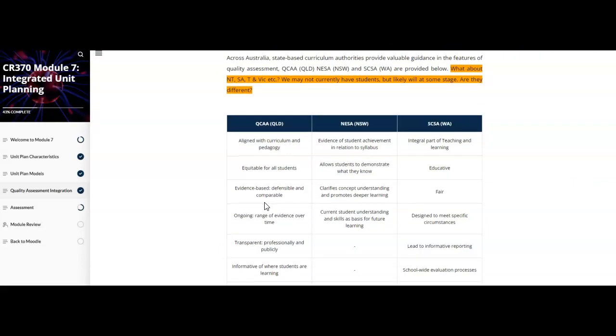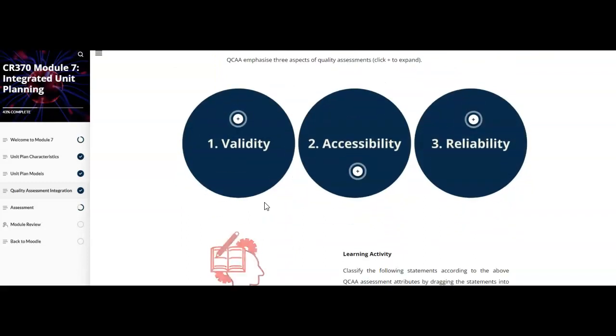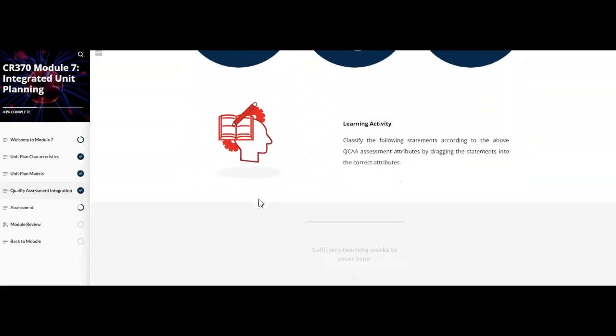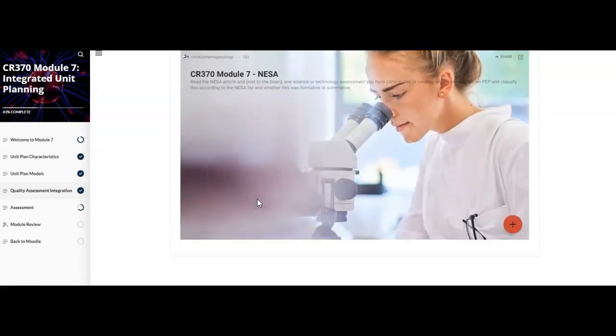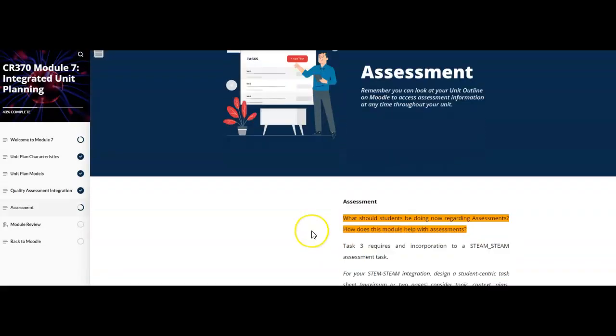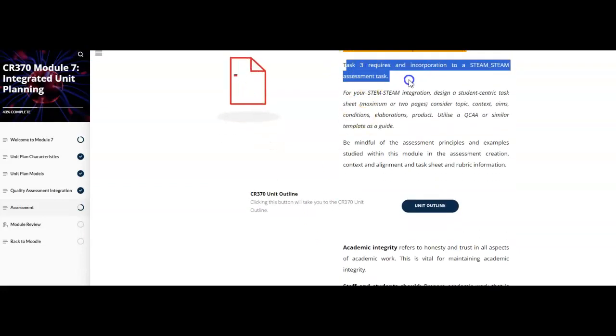So looking at the aspects of assessment, some guidelines drawing from a few areas. Validity, accessibility, and reliability are themes that QCAA emphasise, and similarly other jurisdictions emphasise, using similar or sometimes slightly different language. And what makes quality assessment essentially, I'll get you to reflect upon those things. And that links here. The assessment module talks about how this relates to your Task 3 that you're going to do. And I'll click back to unit outline to get the elaboration.